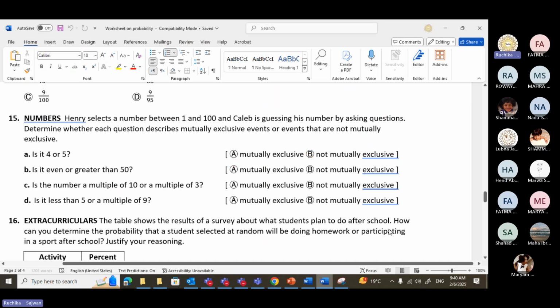So 4 and 5 are two different cards. One is an even number, one is an odd number. It does not have anything common. Therefore, these are going to be mutually exclusive. Okay. Let's come to the next one.